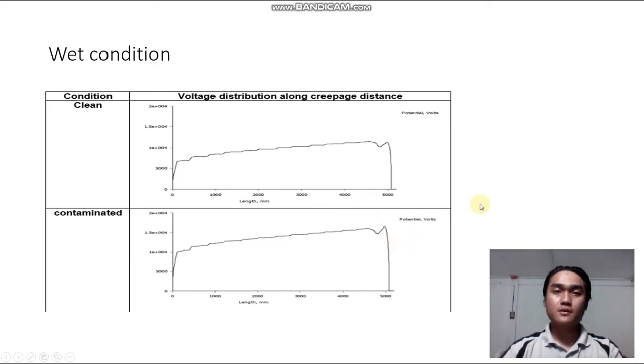This graph obtained on the test result of the wet condition shows a very similar situation to the dry condition, but there are some differences, in that the dry state indicates the voltage distribution along creepage distance is more severe than the wet condition. The graph shows that the voltage did not rise as sharply at 5000 mm as in dry condition.